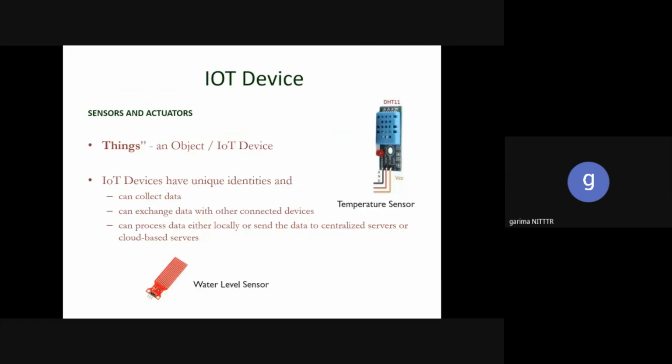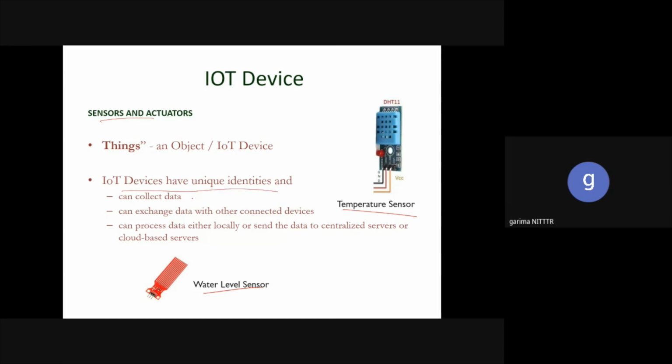So in things, as I already said, we have different sensors. We have temperature sensor, water level sensor, humidity sensors, air pollution sensors, and air quality sensors, and so on. So you have different types of sensors, and you can get the information by using those sensors. Then this total IoT devices, which have unique identities.